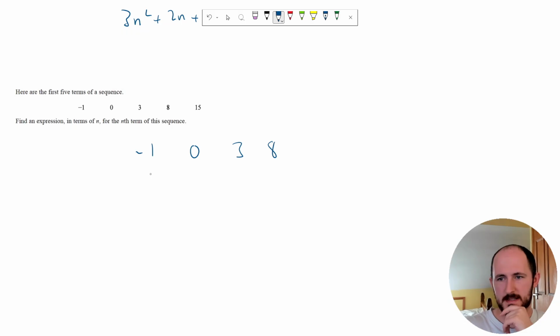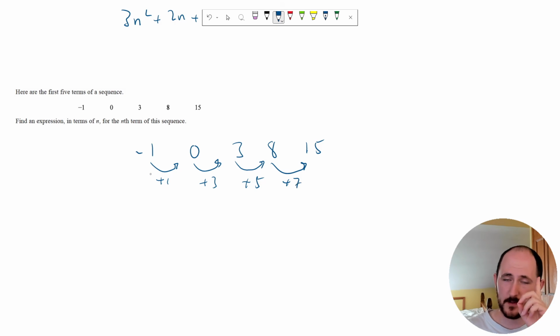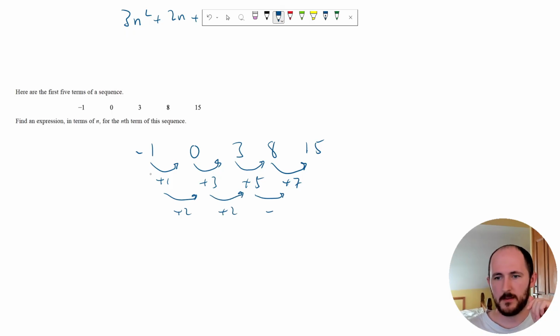So again, we write out that expression. What do we do next? You find the difference. That's going up by 1. That's going up by 3. That's going up by 5. By the way, it can also be a negative number. It does not have to be a positive number. The difference can be negative. That goes up by plus 2. That goes up by plus 2. That goes up by plus 2.